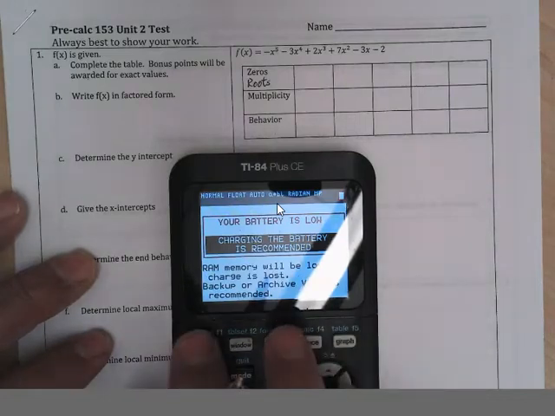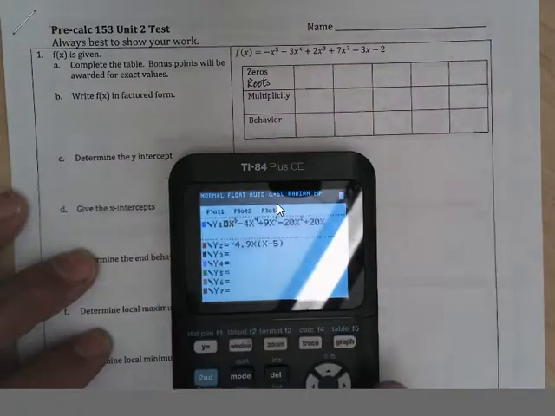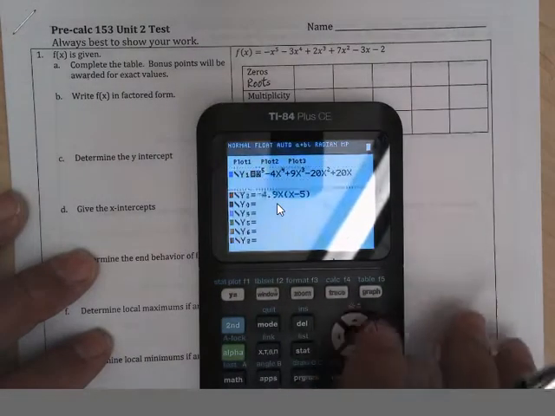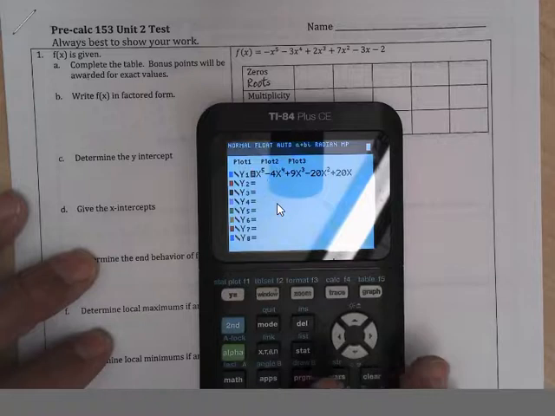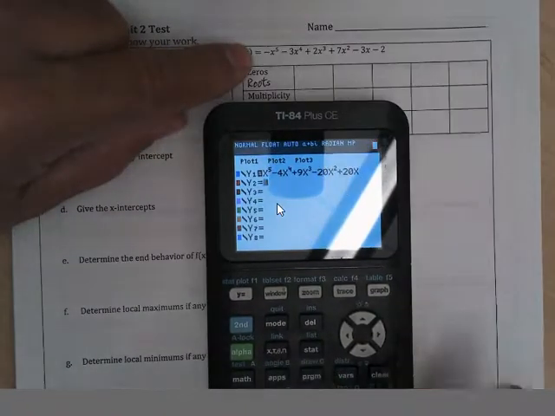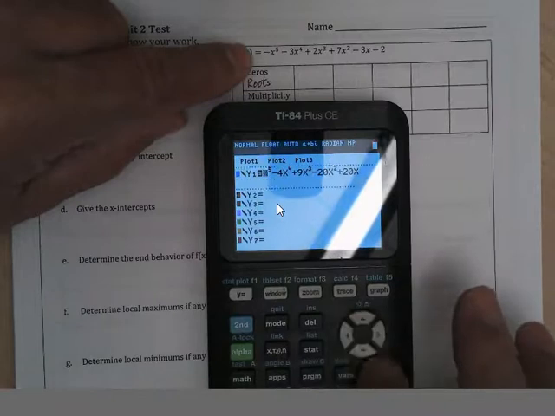Hopefully my battery's not too low here. And I've typed in the equation. Well, not quite. Let's see. No, this is a different equation. So let's clear this one.